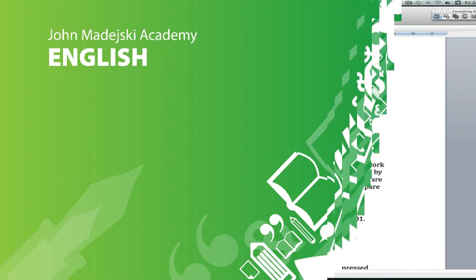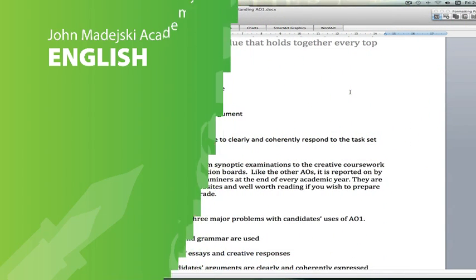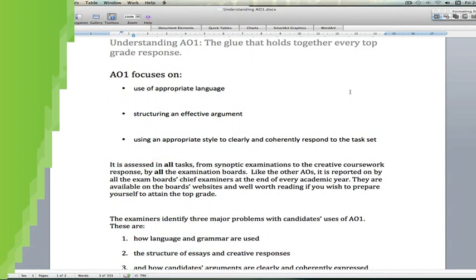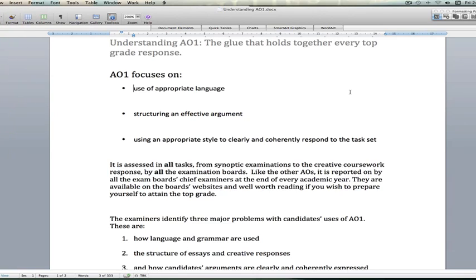Hello and welcome to the second of the videos focusing on the assessment objectives in AS and A2 English Literature. In this video we're going to look at Assessment Objective 1.